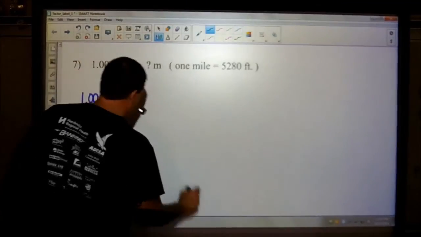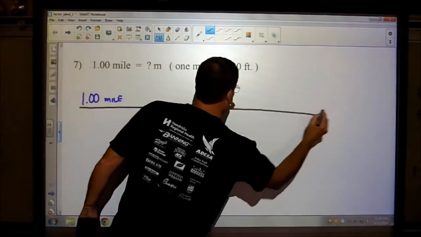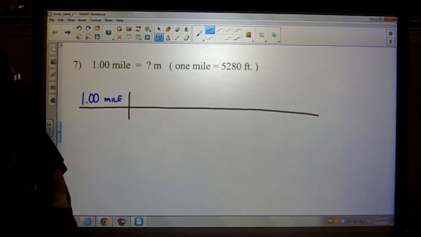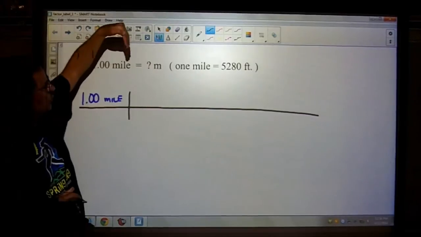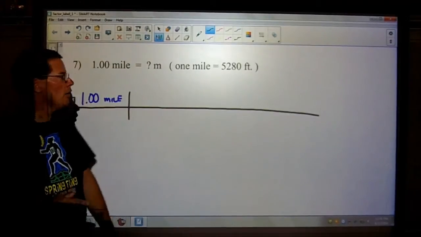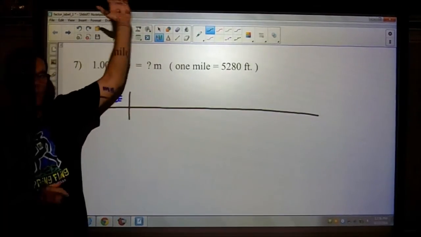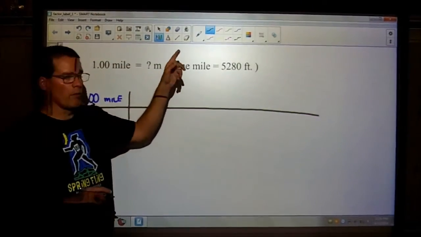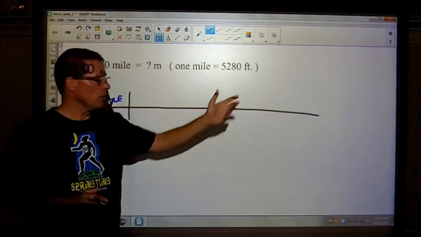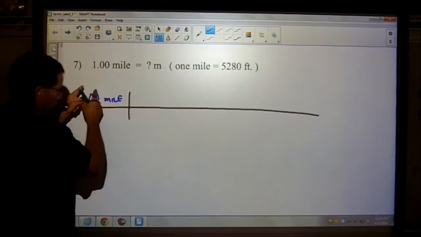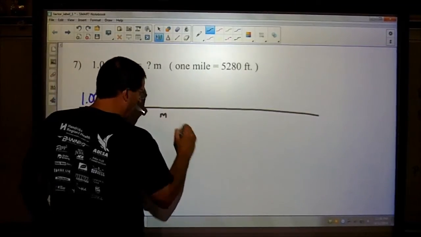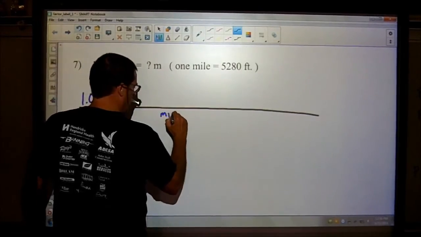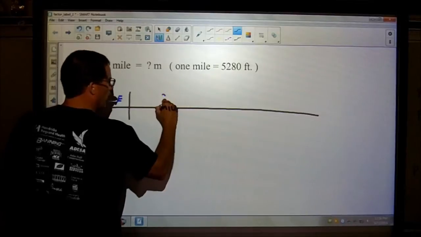And let's draw our factor label thing here. Now again, there's going to be more than one step because I'm going from English to metric. And honestly, we're going to use all the conversions that we've seen before. So the first one I'm going to use is I want to convert the miles into feet. So if it's not the unit I'm looking for, move it diagonally. So I'm going to put mile on the bottom, and I'll put feet on top.